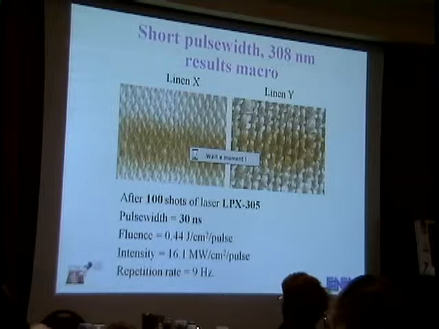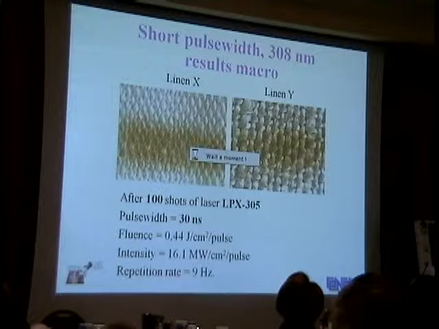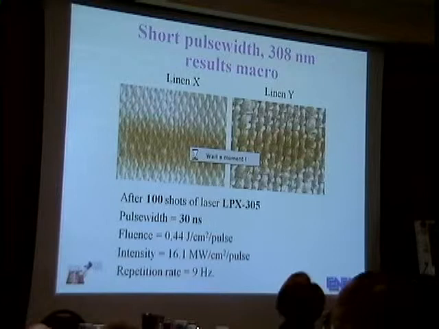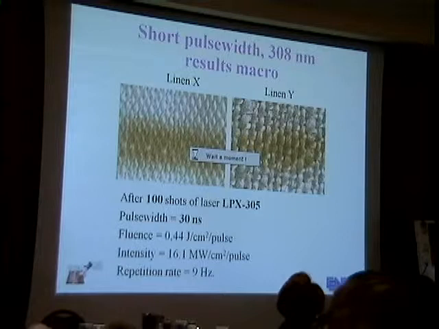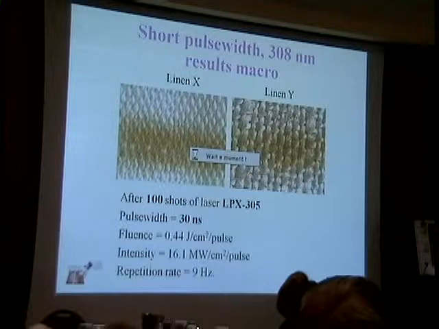We changed the laser system. We used a shorter pulse, a 30 nanosecond laser, delivering the same number of photons as before, in a way that we were able to cover a dozen strands of linen. That is, we deliver the same number of photons, but in a time 3.6 times shorter. 3.6 is the ratio of the pulse width of the first laser to the second laser.